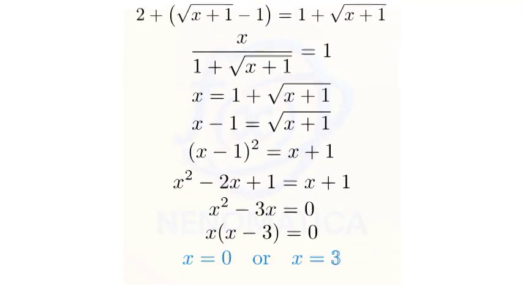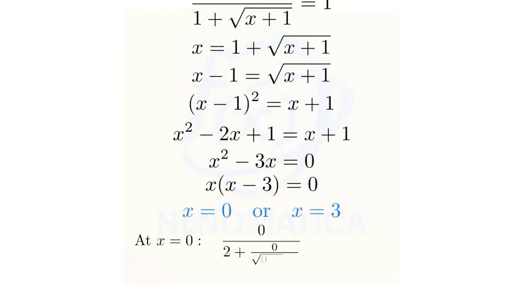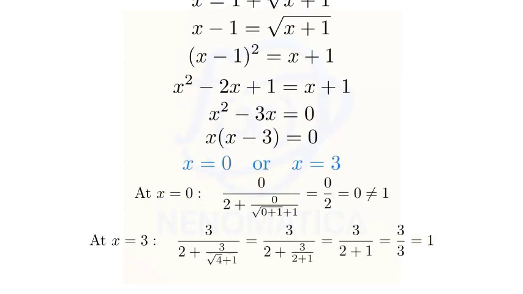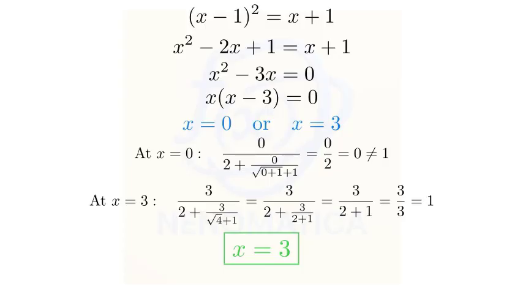Step 5. Check each candidate in the original equation to avoid extraneous solutions created by squaring. For x equals 0, the left side becomes 0 over 2, which is 0, not 1. So x equals 0 is extraneous. For x equals 3, the denominator 2 plus 3 over square root of 4 plus 1 equals 3. So the left side is 1. Therefore, the only solution is x equals 3. Summary: we simplified the complex fraction.